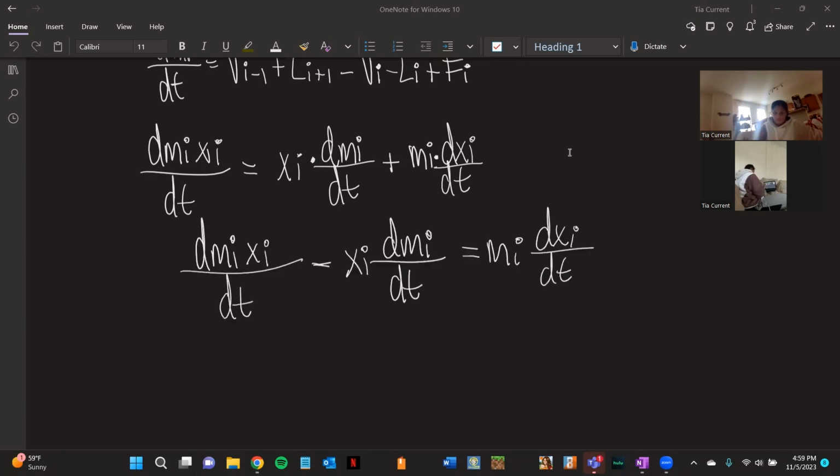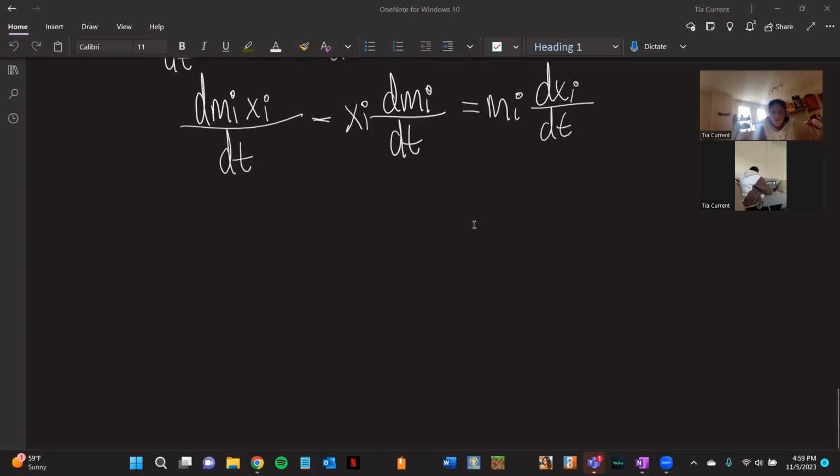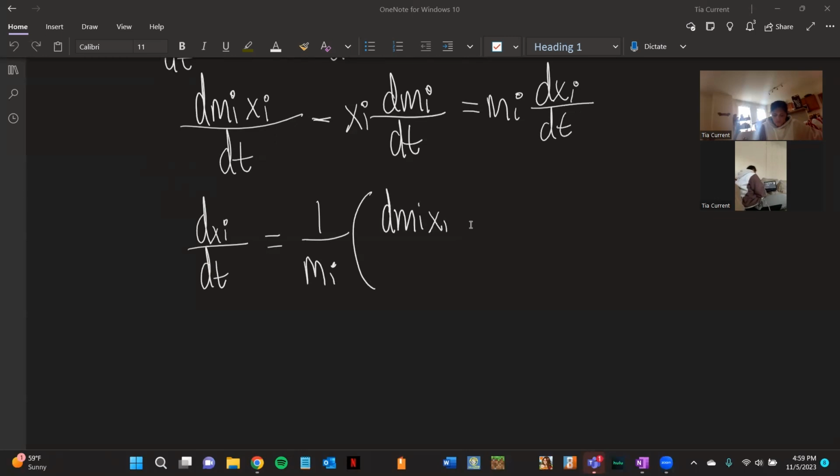Okay, it's caught up. Now it's caught up. Okay, then we're going to divide both sides by mi, and then you're going to get dxi over dt is equal to 1 over mi multiplied by d mi xi over dt minus xi dmi over dt in parentheses.